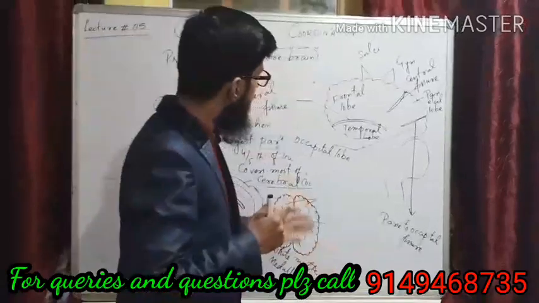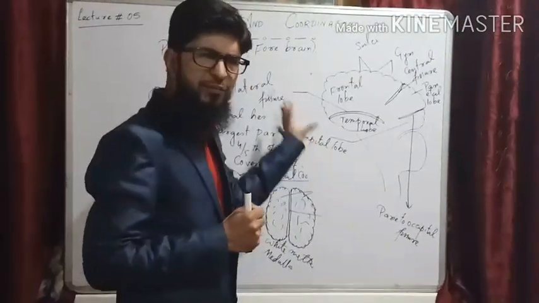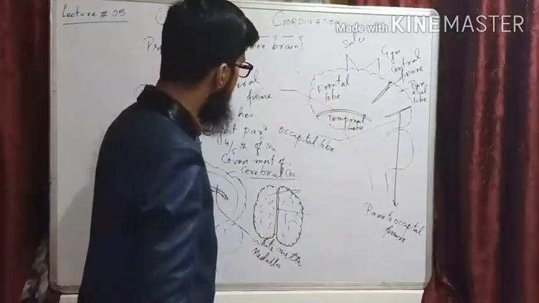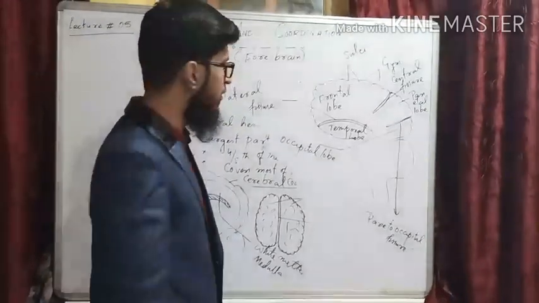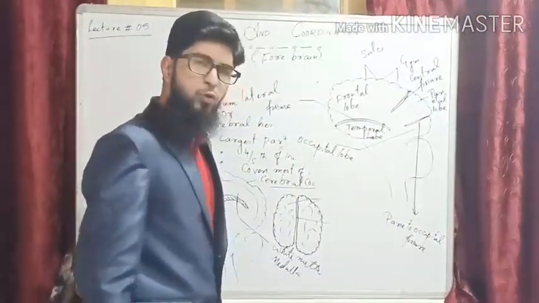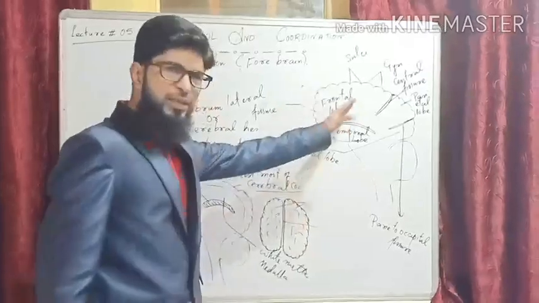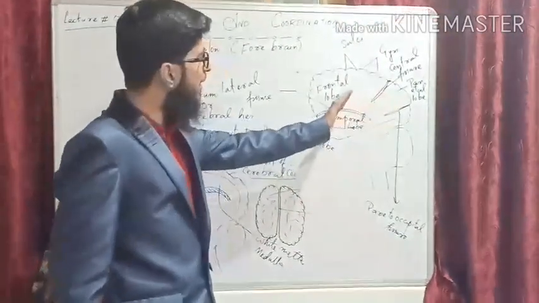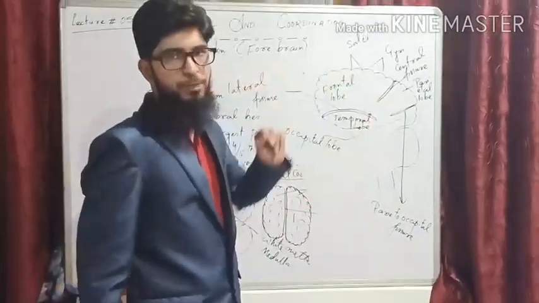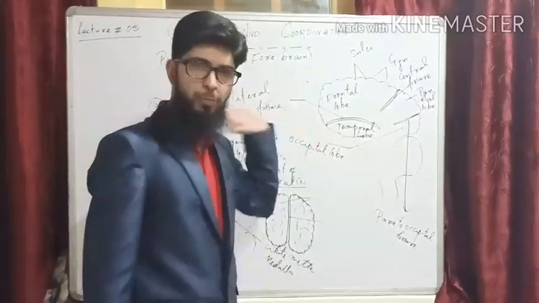So this is the brief idea about the structure of the brain, rather the structure of the cerebrum. In the next video, we will talk about some other things related to the cerebrum. Then we will talk about the diencephalon, so that we are done with the forebrain.